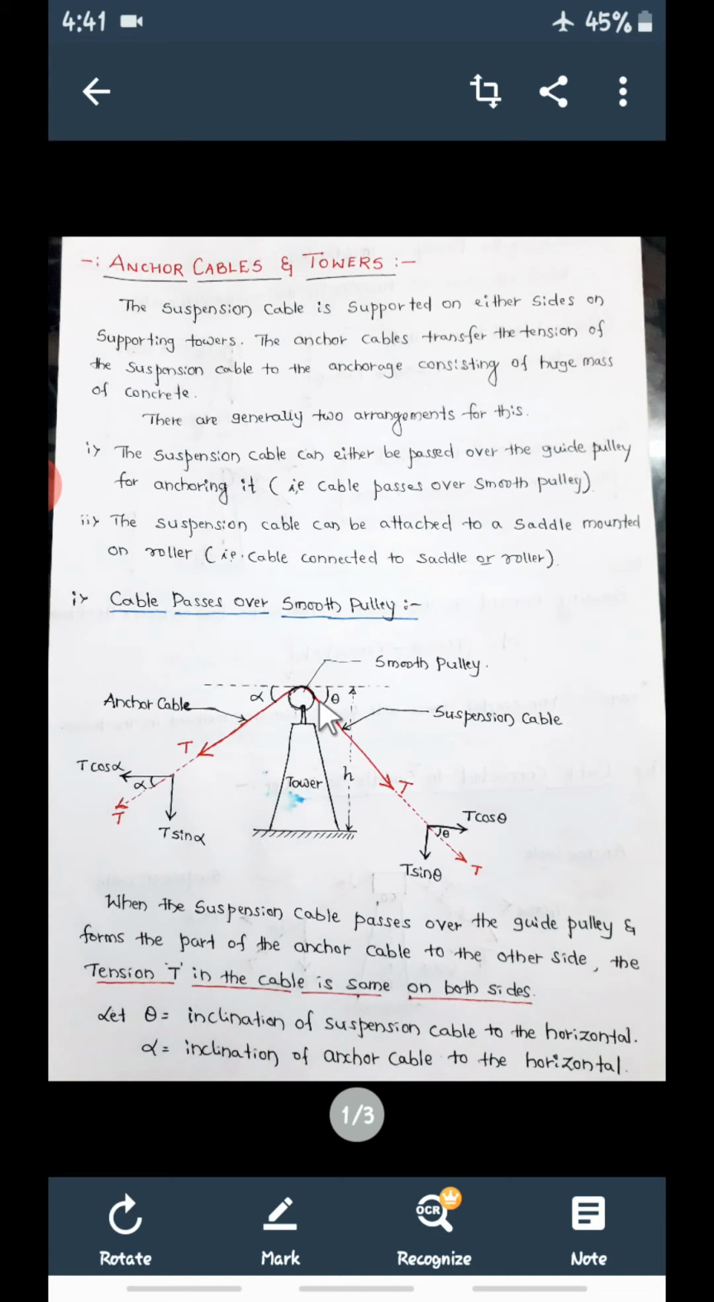As you know already, there will be a tension force in the suspension cable. So this tension will be transferred to the anchor cable. Whatever the tension is there, this will be transferred to this anchor cable, and in turn this anchor cable will transfer the tension to the big concrete mass here. This is the process we are going to see. The tension in the suspension cable will be transferred to this anchor cable through this pulley. There are two ways we can transfer this tension.